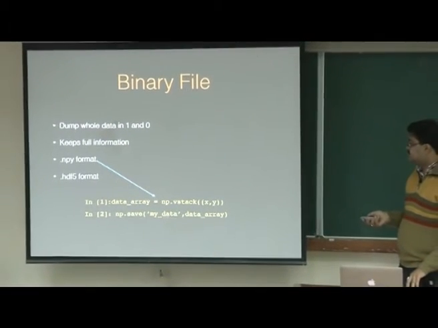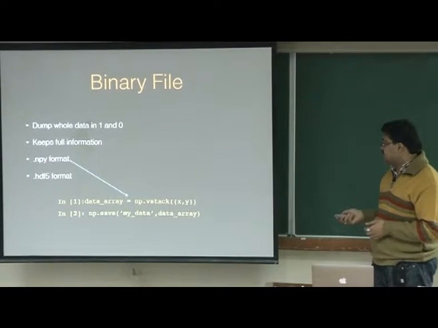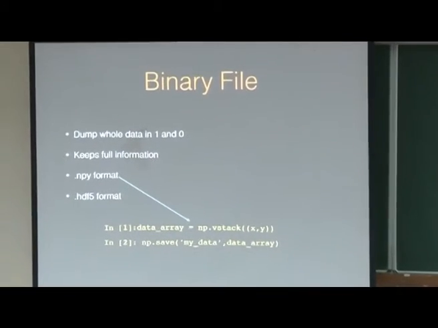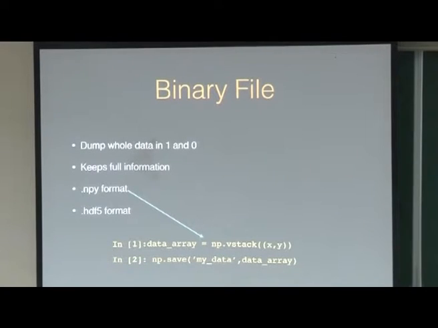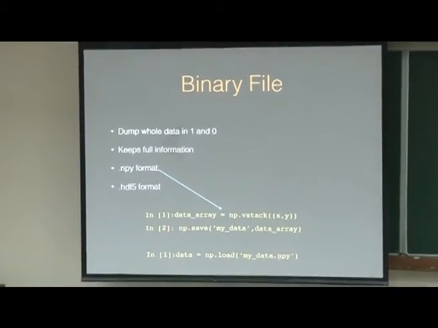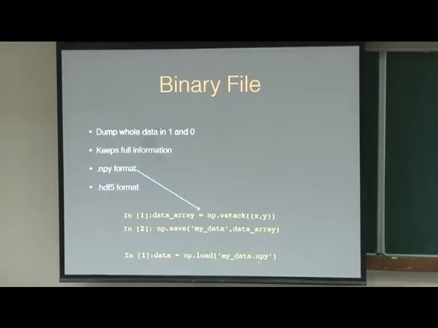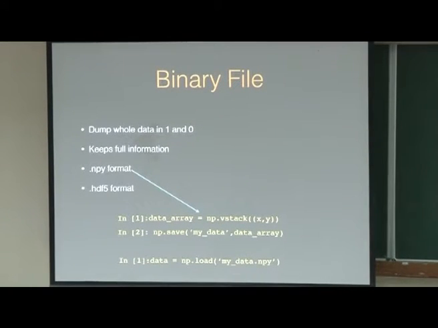Then save. So this is my data, you can keep any name, comma data array. It will save this data array, and that's it. To load this data, you need to say data = np.load my data and np. The extension is .npy, so just .npy, it will take the array. So it's very easy compared to the ASCII .txt file.